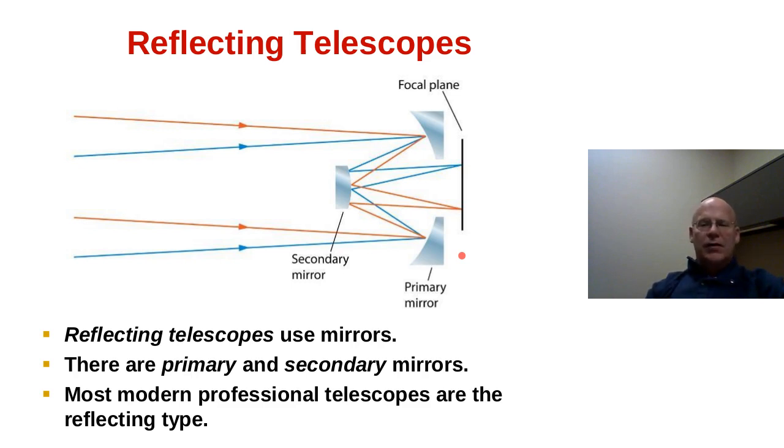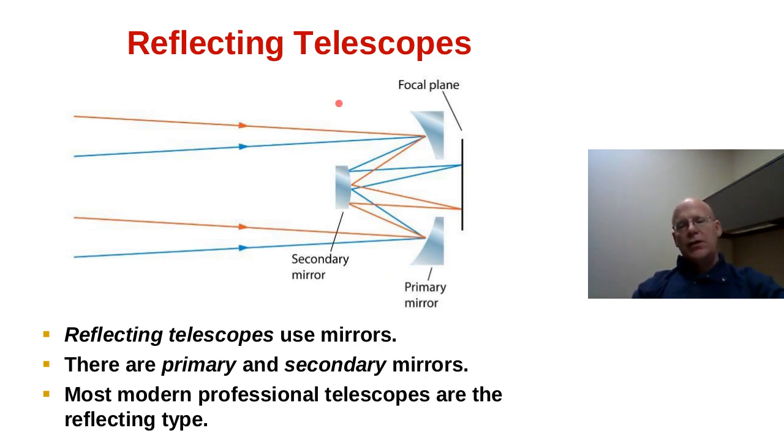Guess who invented the reflecting telescope? Sir Isaac Newton. Understanding the laws of motion and the law of gravity and breaking apart light wasn't good enough. He actually invented the modern telescope, reflecting telescopes. Almost all professional telescopes are this way. Even most amateur telescopes are reflecting telescopes now.